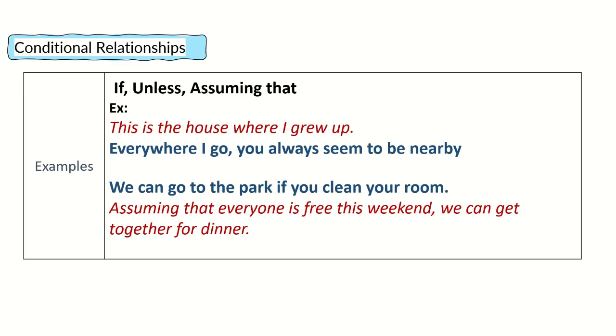Some of the relationships using for, by that, is doing that. Now, this is the house where I grew up. Everywhere I go, you always seem to be nearby. We can go to the park if you need. Assuming that everyone is free, we can get to.